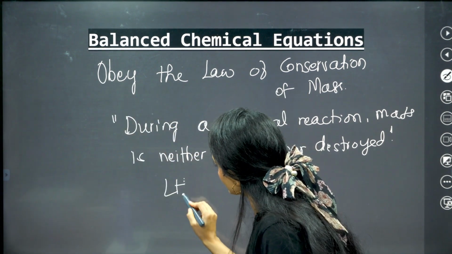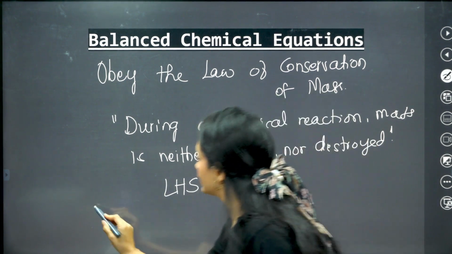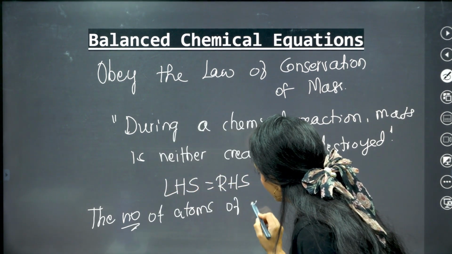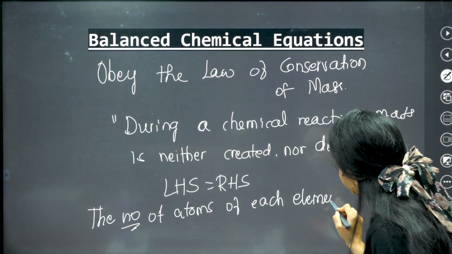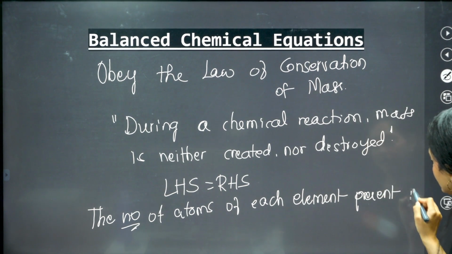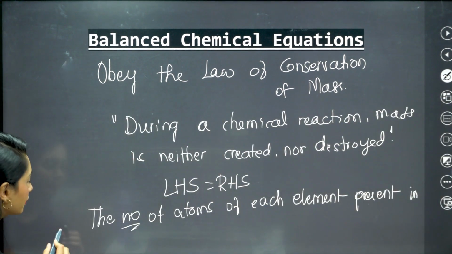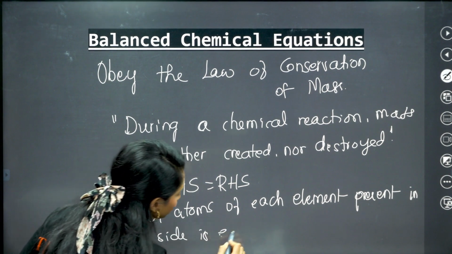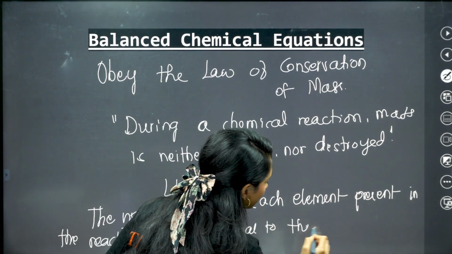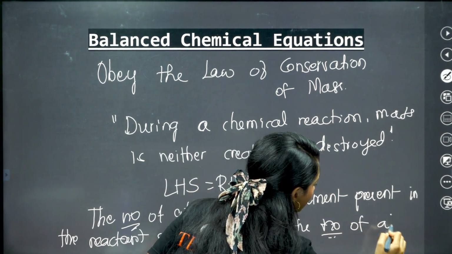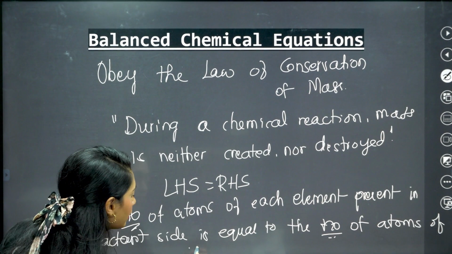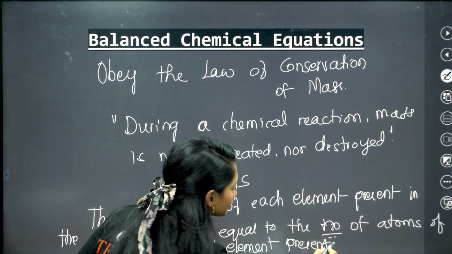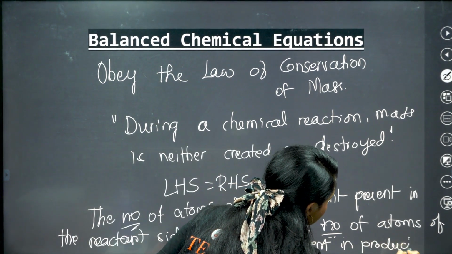So LHS is equal to RHS, or in other words, the number of atoms of each element present in the reactant side, that is left hand side, is equal to the number of atoms of each element present in the product side. This is nothing but a balanced chemical equation.